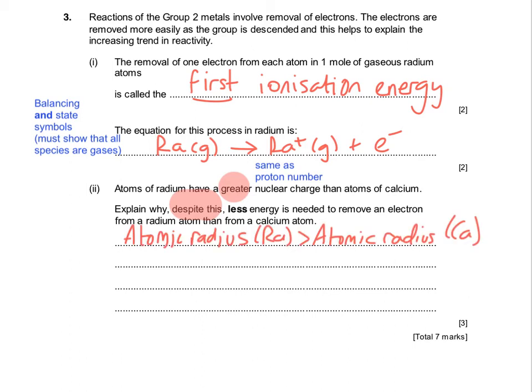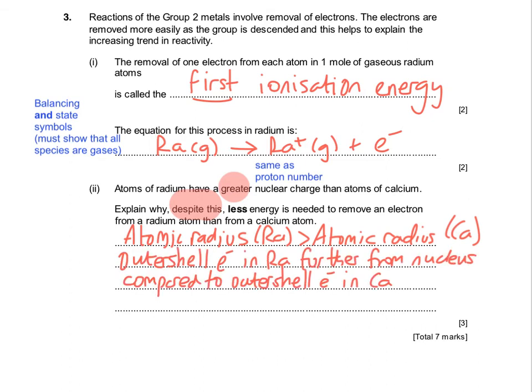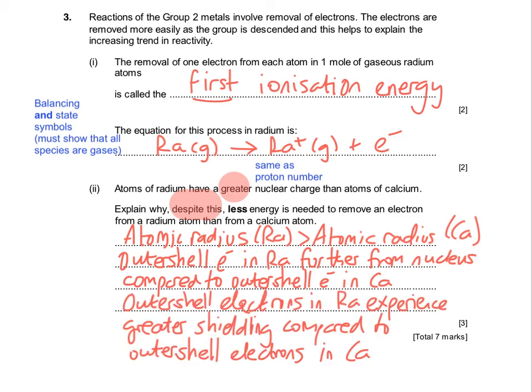Now, because radium is below calcium in group 2, the atomic radius of radium will be bigger than the atomic radius of calcium. So therefore, the outer shell electrons in radium are going to be further from the nucleus compared to their counterparts in calcium. So therefore, there'll be more shielding in radium compared to calcium.